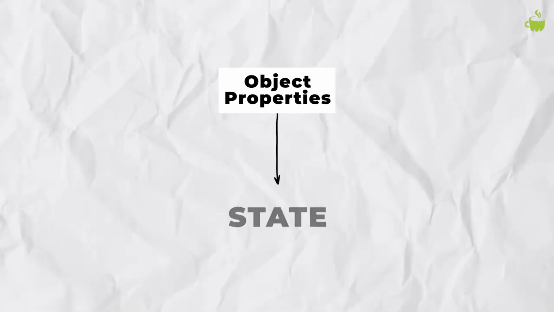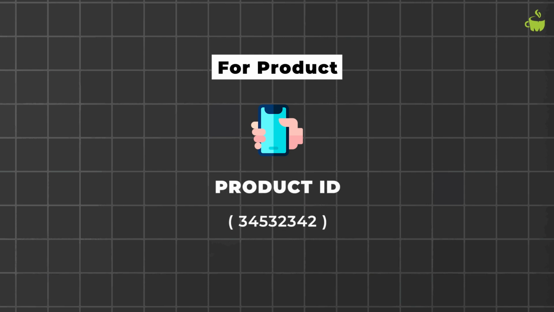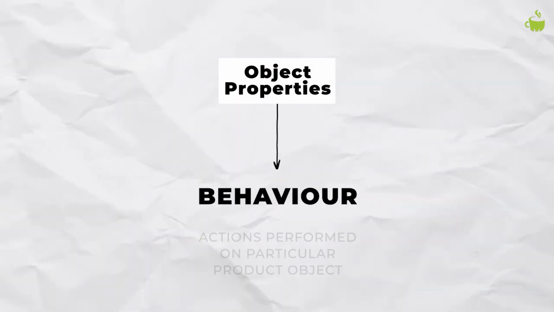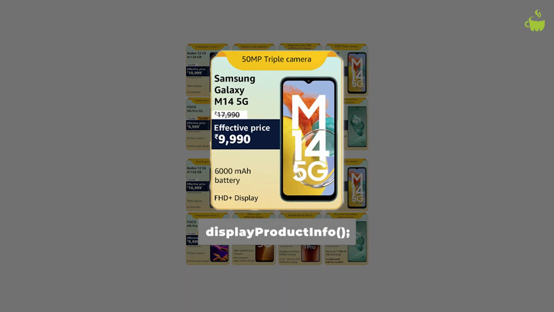The first one is state, nothing but the data which we use to define the particular object. Example, for product, we have product ID, name, description, price, quantity, etc. Second, behavior, nothing but the actions we perform on the particular product object. We call them as methods. Example, display product info, set product price, check availability, etc.